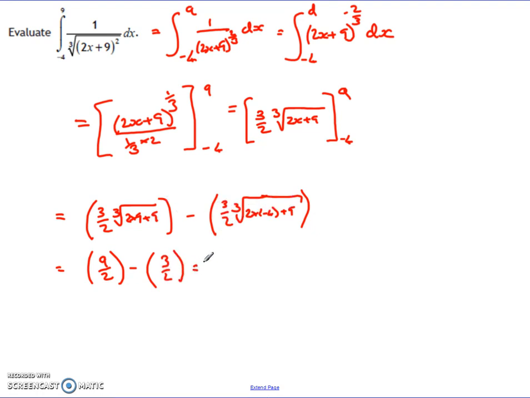9 over 2 take away 3 over 2, that gives me 6 over 2, which is then 3 units. So 3 of whatever unit it's after. So there you go, that's the integral there for that one. Remember these key steps. First put it in a form you can integrate, which gets us to here. Then integrate it, remembering these facts here, and sort it for when you put the values in. Then you put the values in and find the difference.